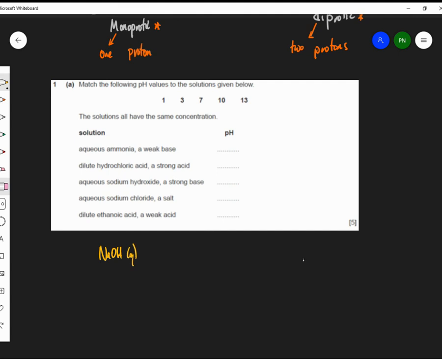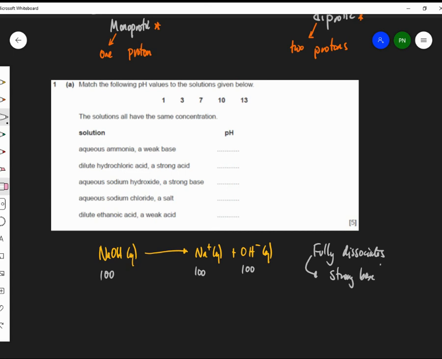When this dissolves in water, you get sodium ions and hydroxide ions. If you have 100 of these, you get 100 sodium ions and 100 of these. So this fully dissociates, so it is a strong base or a strong alkali. What makes it an alkali? This does. The fact that it's a soluble OH minus, that makes it an alkali.